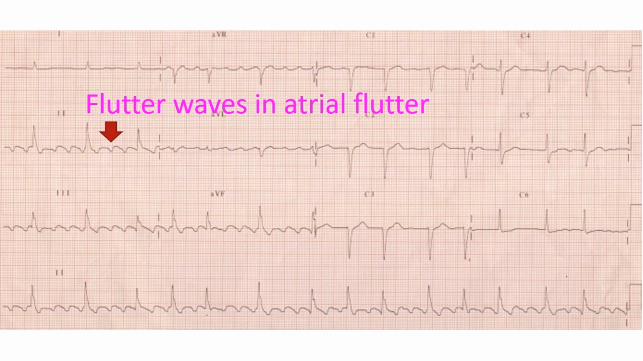Atrial flutter can be seen in the ECG as sawtooth-shaped flutter waves representing the organized atrial activity. This is easily seen when the conduction block is more than 2:1 so that there is enough space between the QRS complexes and T waves to show the flutter waves. P waves are replaced by flutter waves in atrial flutter. They are also called F waves sometimes.